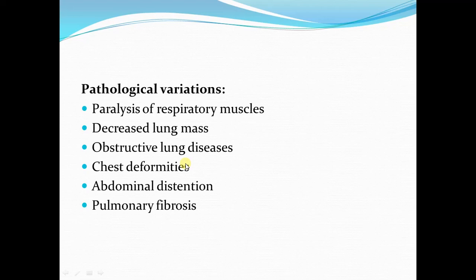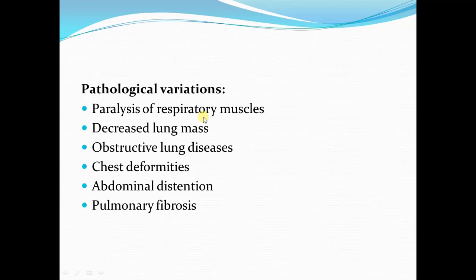Now we are going to discuss the pathological variations which occur under abnormal conditions. The first condition is paralysis of respiratory muscles. The paralysis of respiratory muscles causes a decrease in lung volumes and capacities. Because of the paralysis of respiratory muscles, there is difficulty in expansion of the lungs. So lung volumes and capacities are reduced.